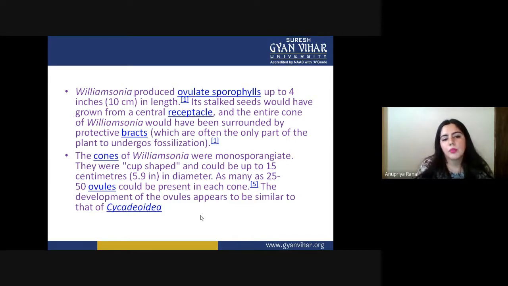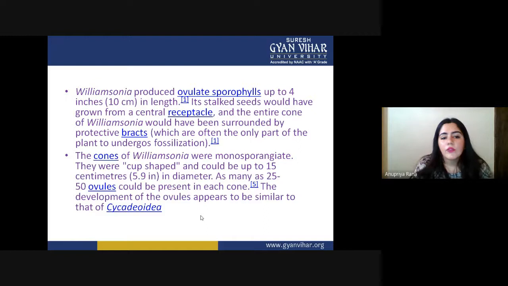They were cup shaped. If we look at Rhynia, they have convex shaped sporangia, but their cone looks cup shaped. Cup shape means their surface will be broad. Their surface will be broad in comparison to the Cycas cone, and could be up to 15 centimeters or 5.9 inches in diameter. So you can see their diameter is huge.